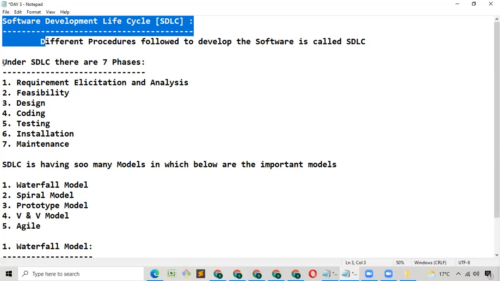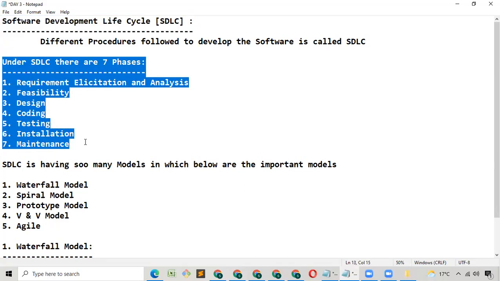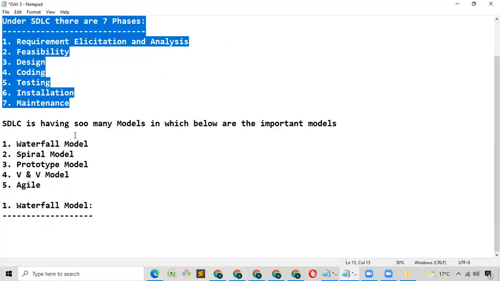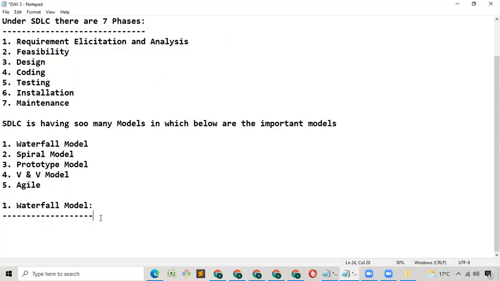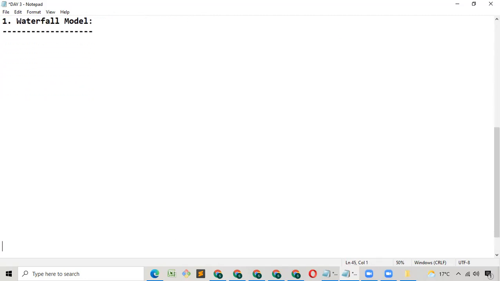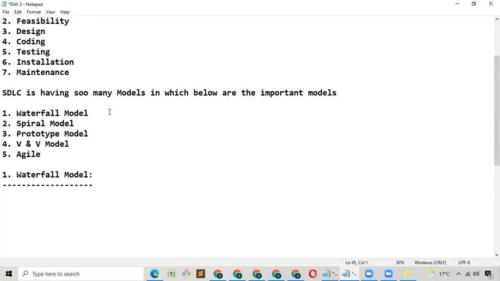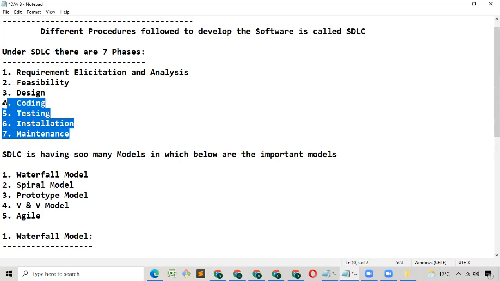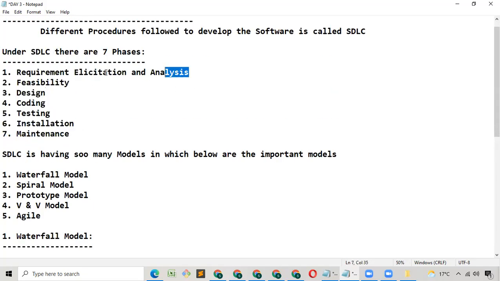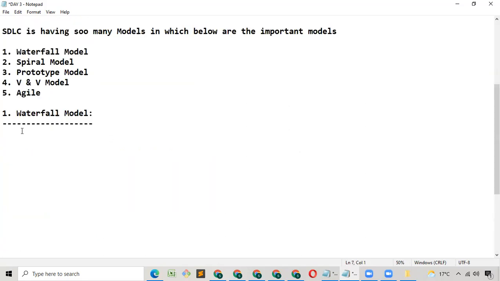Next, under SDLC, there are 7 phases. All the 7 phases I have listed down. Next, SDLC is having so many models, of which some of the important ones I have listed down. Among that, the first one happens to be the waterfall model. Now, one by one I will take the phases inside the waterfall model, since all the 7 phases will come inside it.